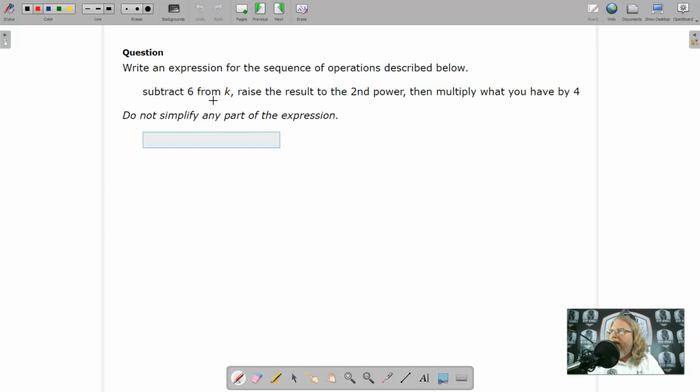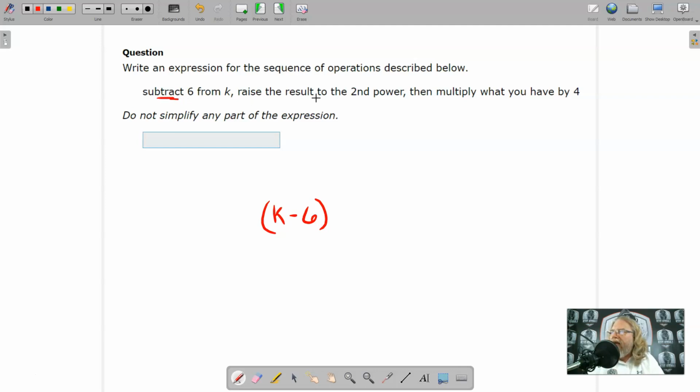Subtract 6 from K, raise the result to the second power, then multiply what you have by 4. Okay, that's a bit much. So let's go at it piece by piece. Subtract 6 from K. Let's start with K. K is what we're starting with, and we're taking 6 away from it. Be careful about what order you put subtraction in there, right?